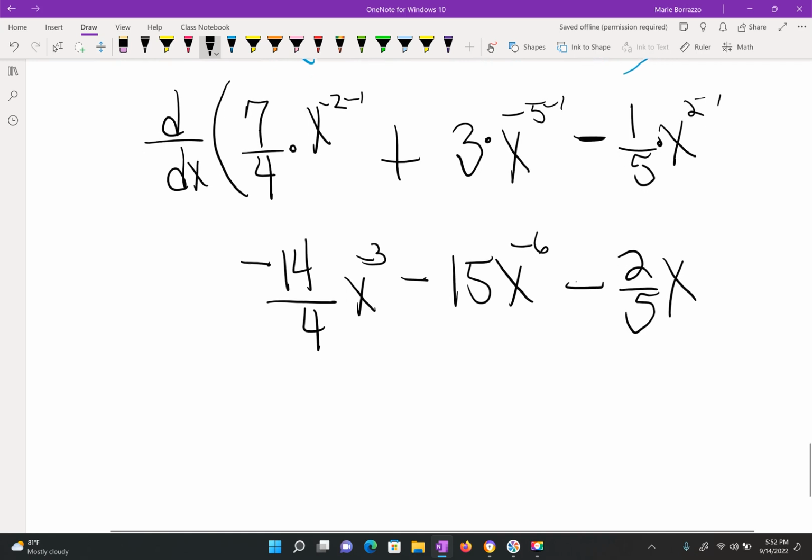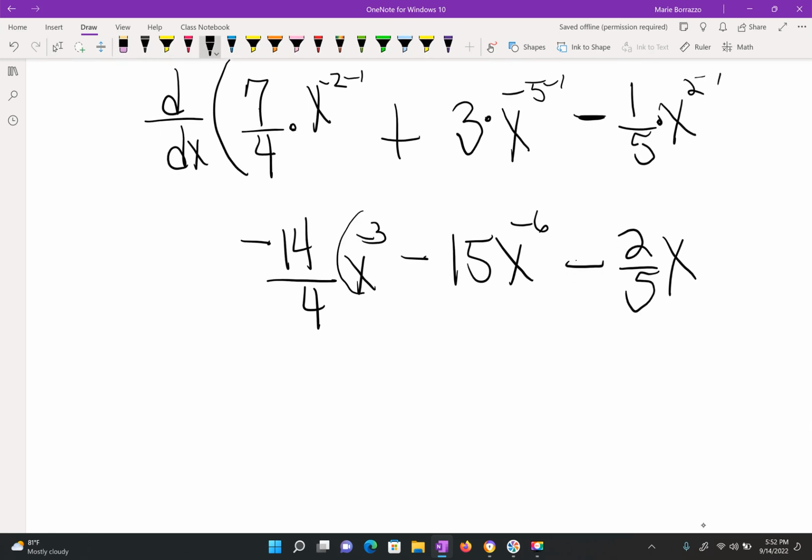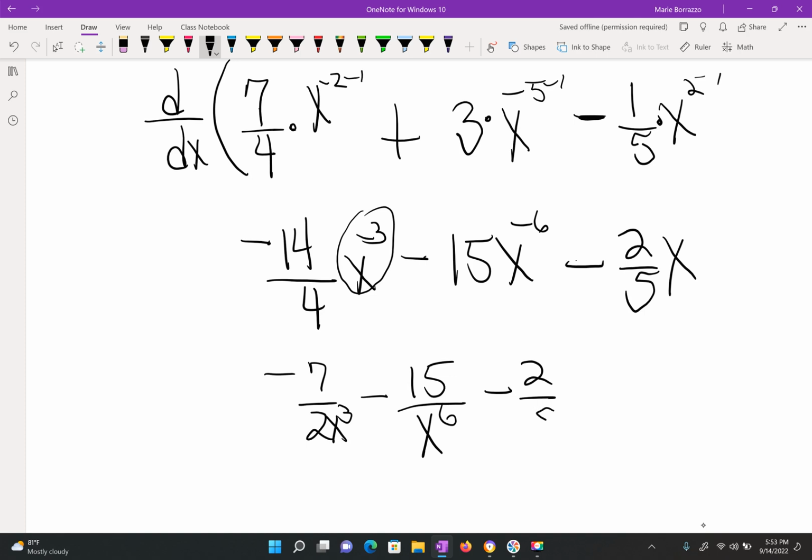So it becomes... Last step, I'm going to reduce this. So this becomes negative 7 over 2 x to the positive 3 minus 15 over x to the positive 6, and then this is just minus 2/5 x, and that's the first derivative of that function. Easy?